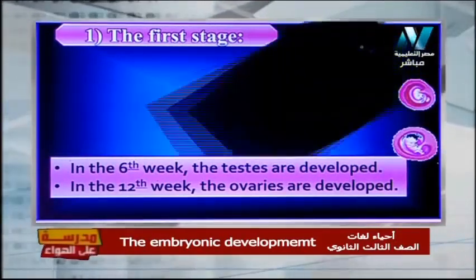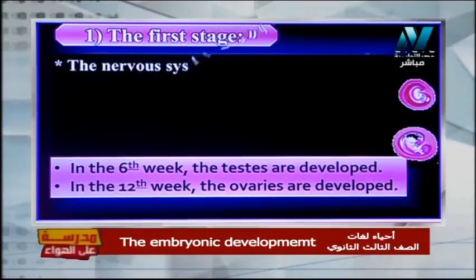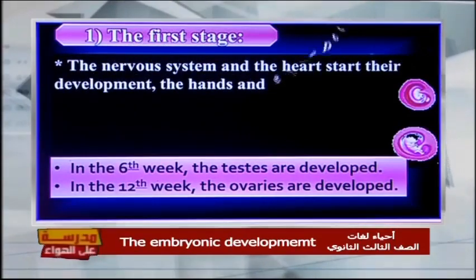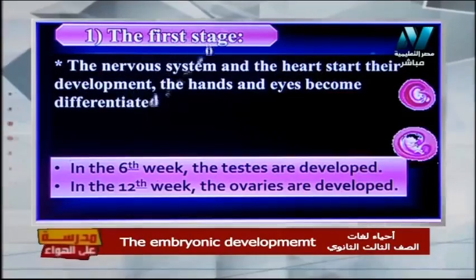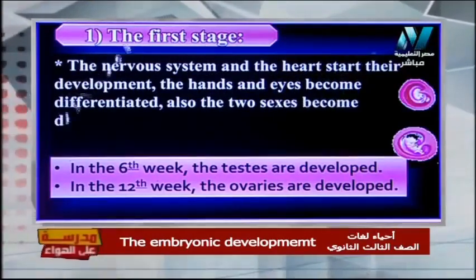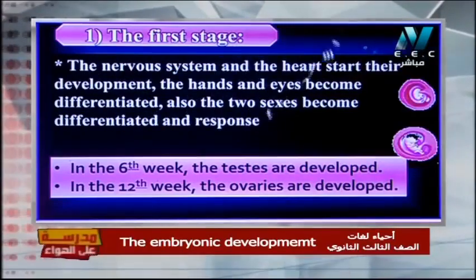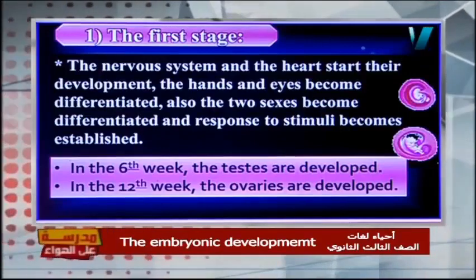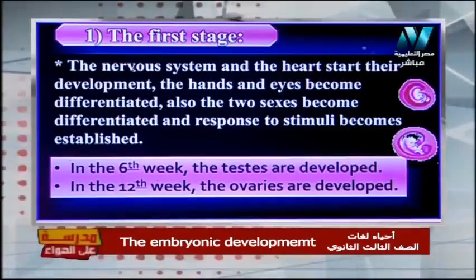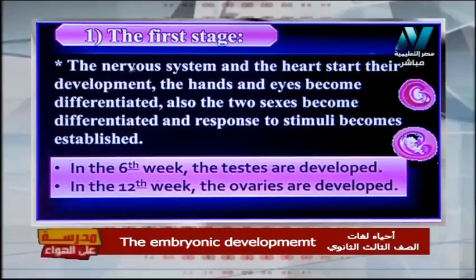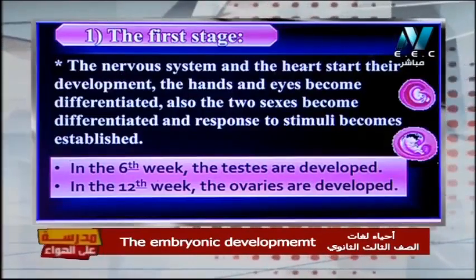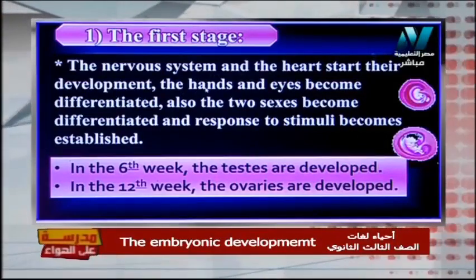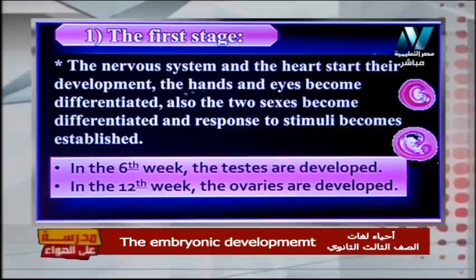قدامنا الفيرست ستيج دي of the embryonic development. The nervous system and the heart start their development. The hands and the eyes become differentiated. Also, the two sexes become differentiated and response to stimuli become established. يبقى خلي بال حضرتك from 1 to 3 months اللي بيجرى ان nervous system هنا start to establish and also the development of the heart start. The fetus form hands, eyes, and legs.